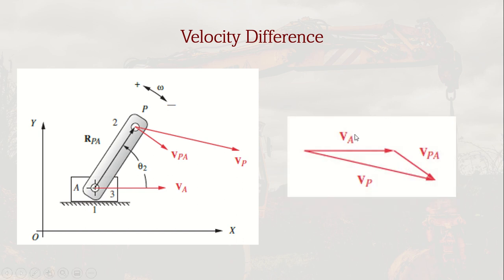Here, to resolve the different velocities, we can see that the velocity of P is just equal to the velocity of A plus the velocity of P relative to A. So the absolute velocity of P is equal to the velocity of A added to the velocity of P relative to A. VPA now is the velocity difference between P and A.